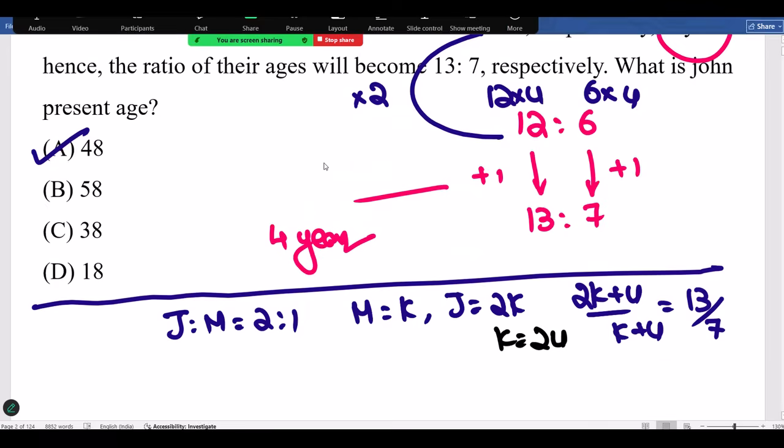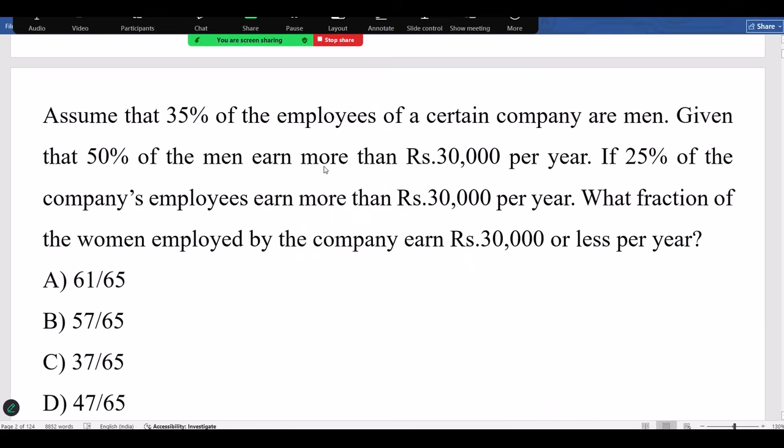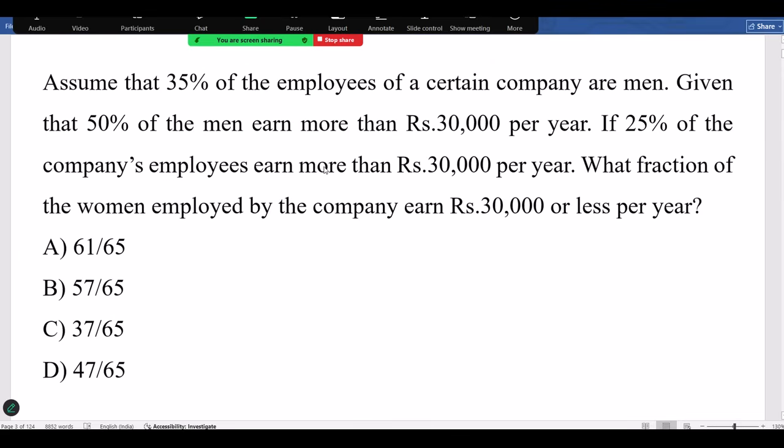Fine. Now see the next one. Questions related to percentages, profit and loss, data relation, pie chart. These are the areas you people need to look at and work on.